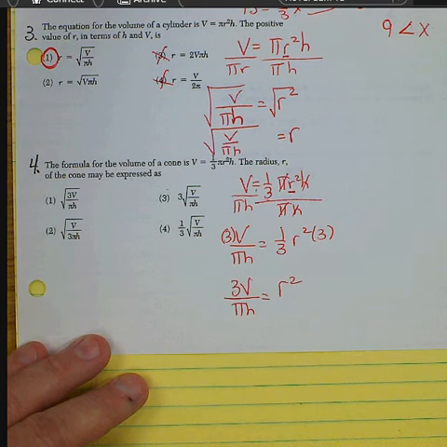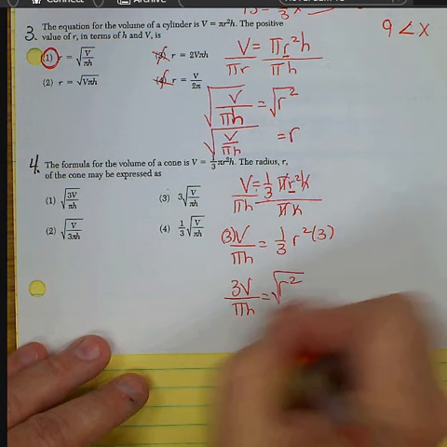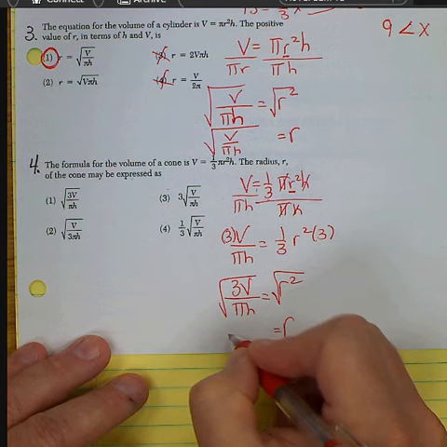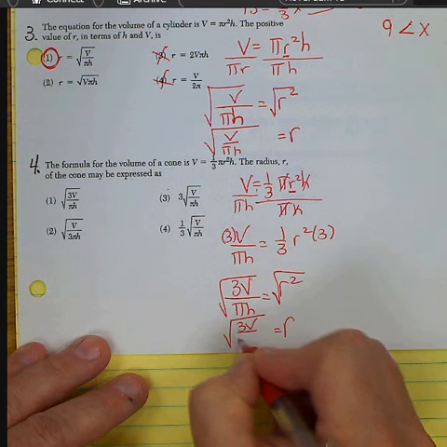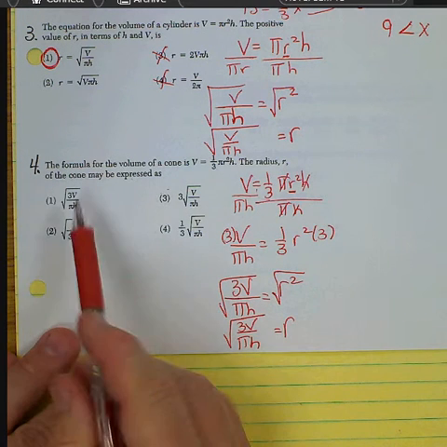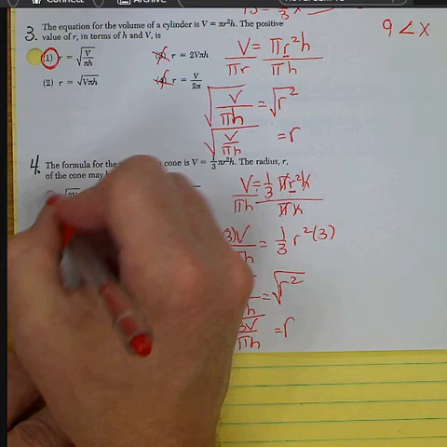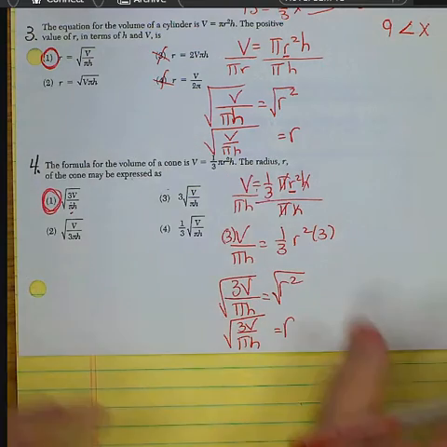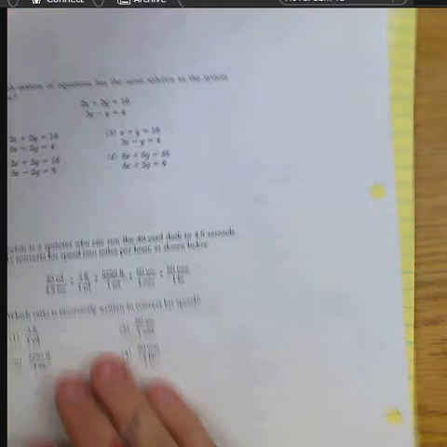And then how do I get r squared to become r? I square root. So r is going to equal the square root of 3v over pi h. So 3v over pi h, this looks good. Choice 1. Okay?